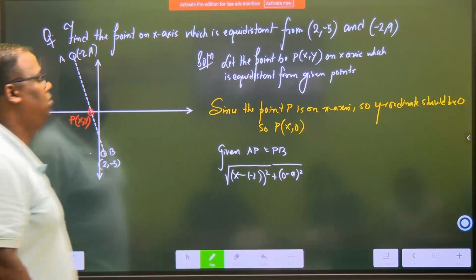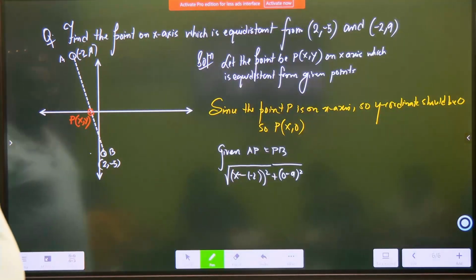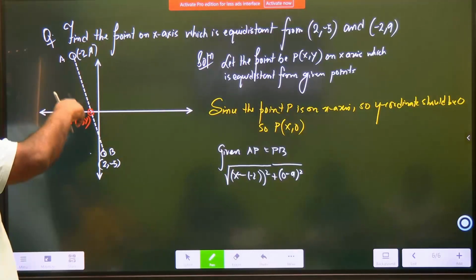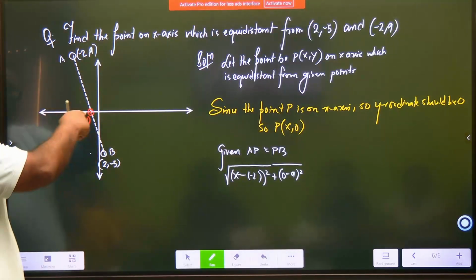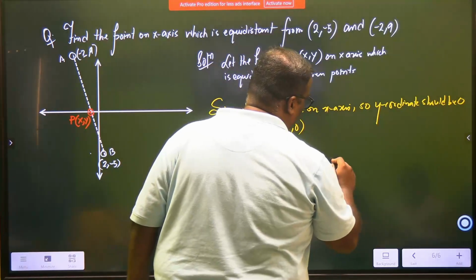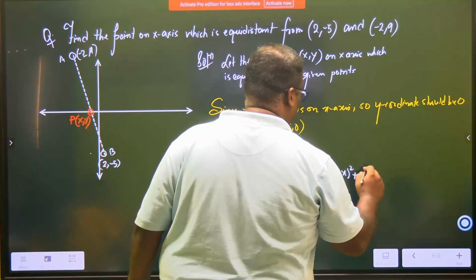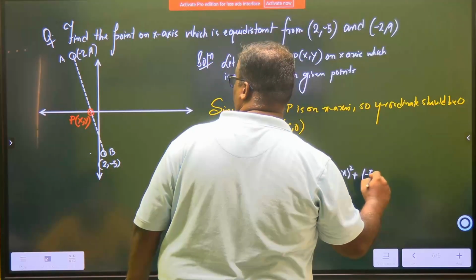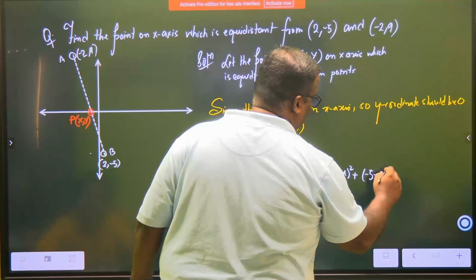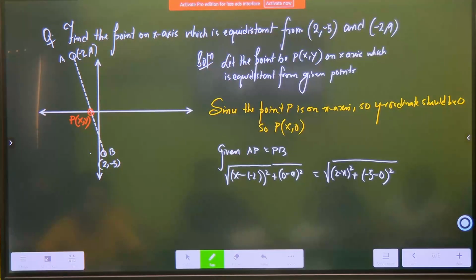Children, have we understood this? (x minus minus 2) whole square, because we are finding this distance, x minus minus 2. And now we have to find this distance. This distance is how much? Root of (2 minus x) whole square plus (minus 5 minus 0) whole square. देखो तो बेटा, समझ में आया?